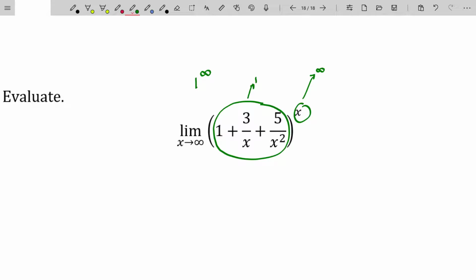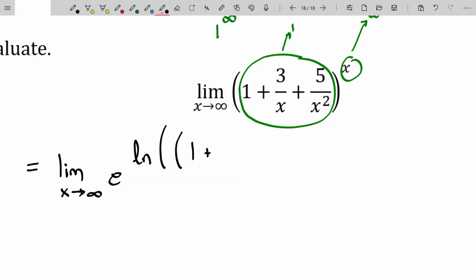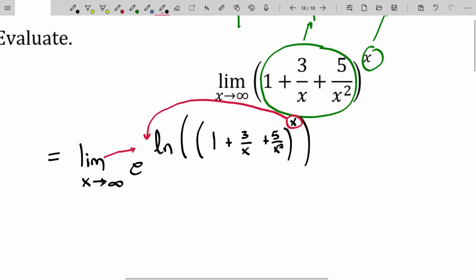The way we're going to do that is the same way we did the previous problem. We're going to look at the limit as x goes to infinity, and let me write that in here, of e raised to the natural log of that function, 1 plus 3 over x plus 5 over x squared raised to the x power. Of course, that x, we can grab that guy and pull it in front of this logarithm. Also, because e is a constant, I can move the limit into the exponent. So that's what I'm going to do in my next step.